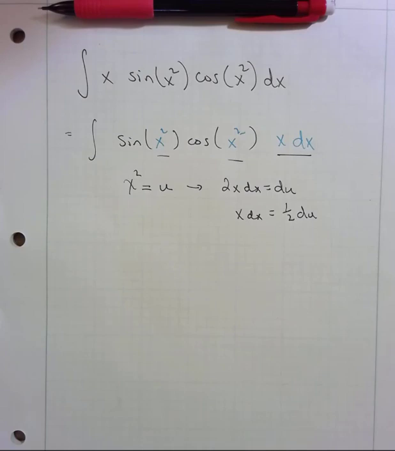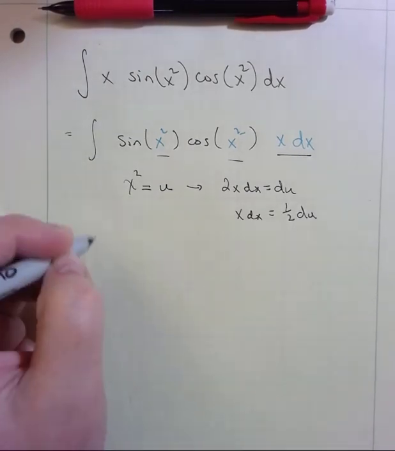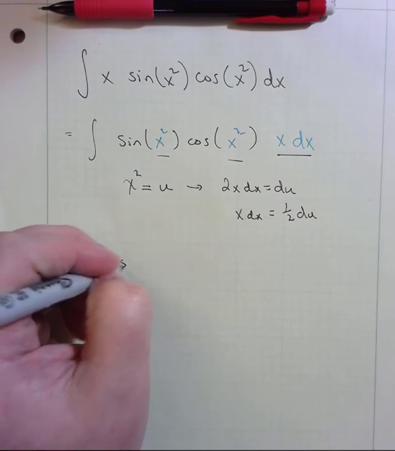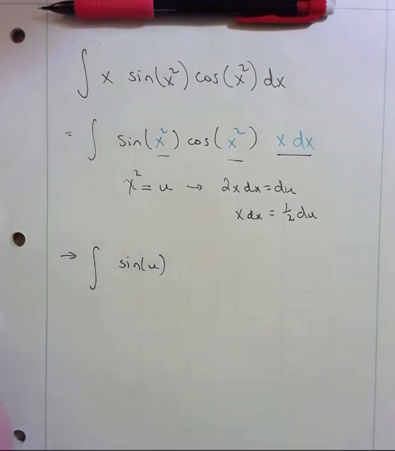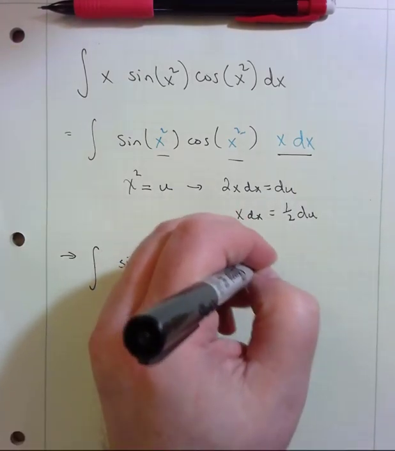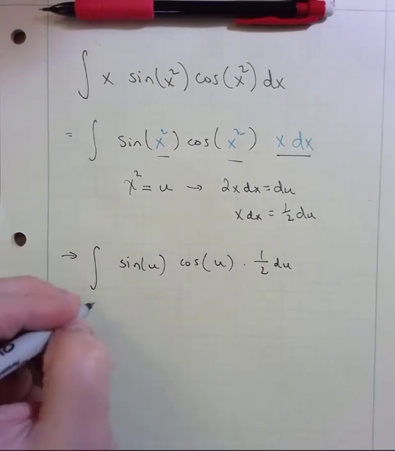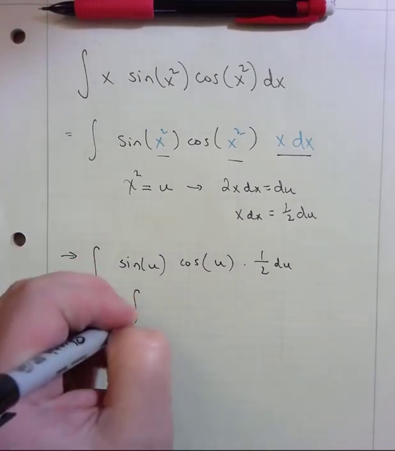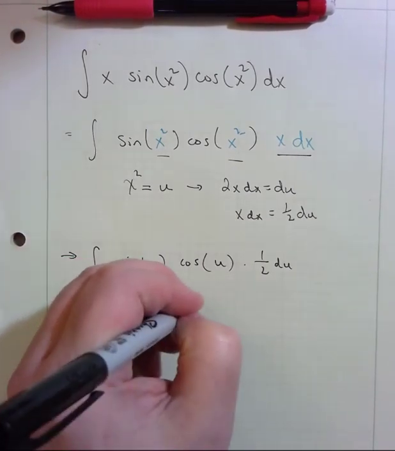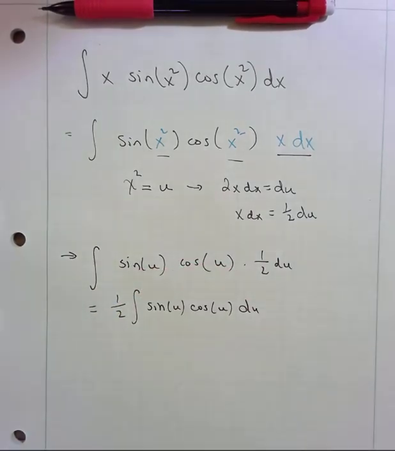So with these pieces in mind, our integral is going to turn into the sine of u times the cosine of u times 1/2 du. And okay, a little tidying: 1/2 integral sine u cosine u du. So it's tidied up a little bit.